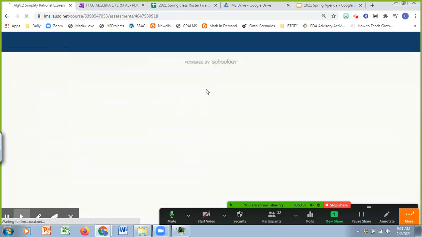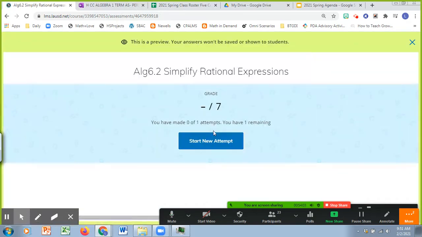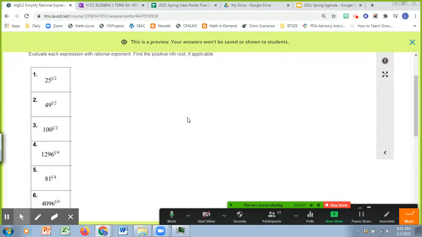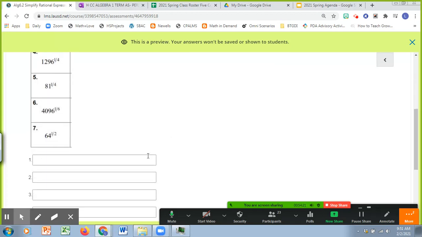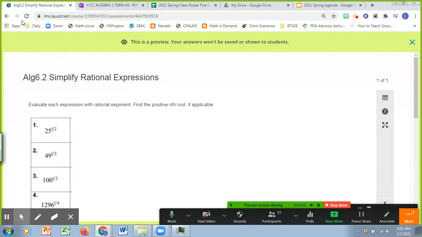So for the second one, this one should be easy too. Yeah, you have one attempt. This time it's the one with fractions. So you're getting the something root, like the 4th root, the 6th root, and stuff like that. Okay, so do the same thing, and then you're gonna write or type in the answers at the bottom. Just refresh your browser because I just enabled it right now.